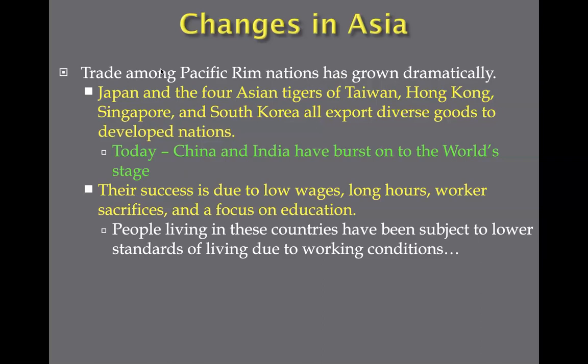So, changes in Asia. You have a lot more trade among the Pacific Rim nations. Japan and the Asian Tigers of Taiwan, Hong Kong, Singapore, and South Korea all export diverse goods to developed nations. So, they're all trading more. Notice I did not say North Korea because no one trades with North Korea. China and India have burst onto the world stage as well. A lot of our stuff comes from China, as you know.